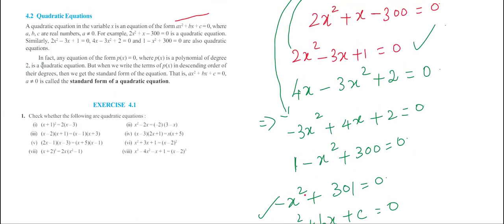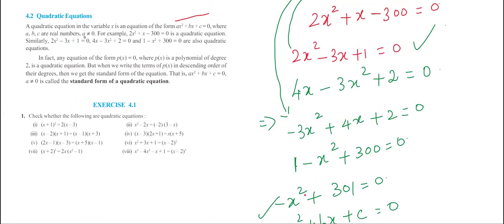So let's see paragraph 2. In fact, any equation of the form p of x, where p of x is a polynomial of degree 2, is a quadratic equation. So basically you should see the highest power of the variable, or the highest exponent, in the given equation. The highest exponent or the highest power of the variable in the given equation should be 2. Then it forms the quadratic equation. Fine.